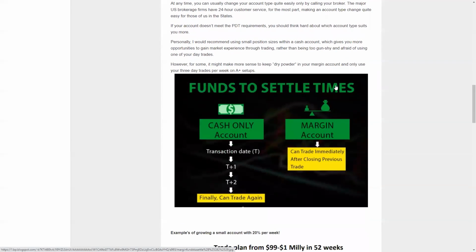So, funds to settle times. Okay, a cash account only has one settlement day on options, but 2 settlement days on regular stocks. And then finally, you can trade. With a margin account, it settles instantly after closing your previous trade, but you only get 3 per 5-day period.